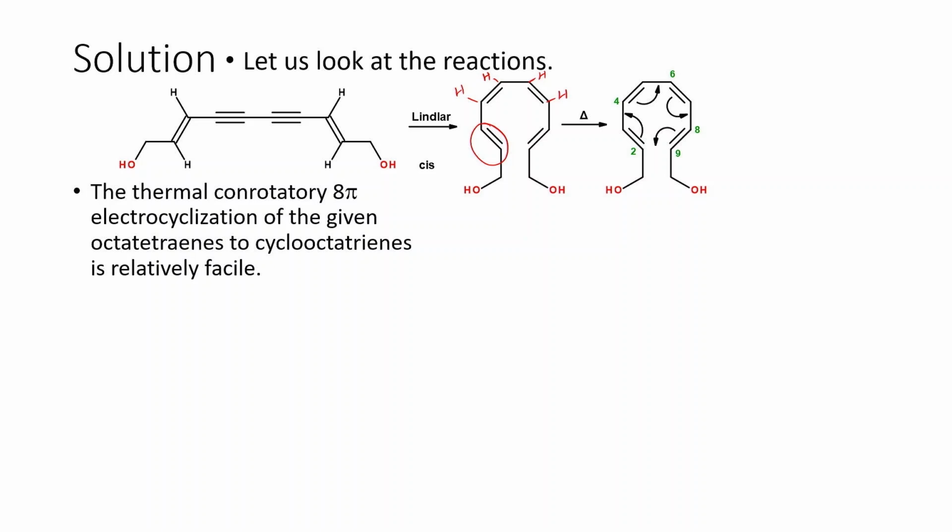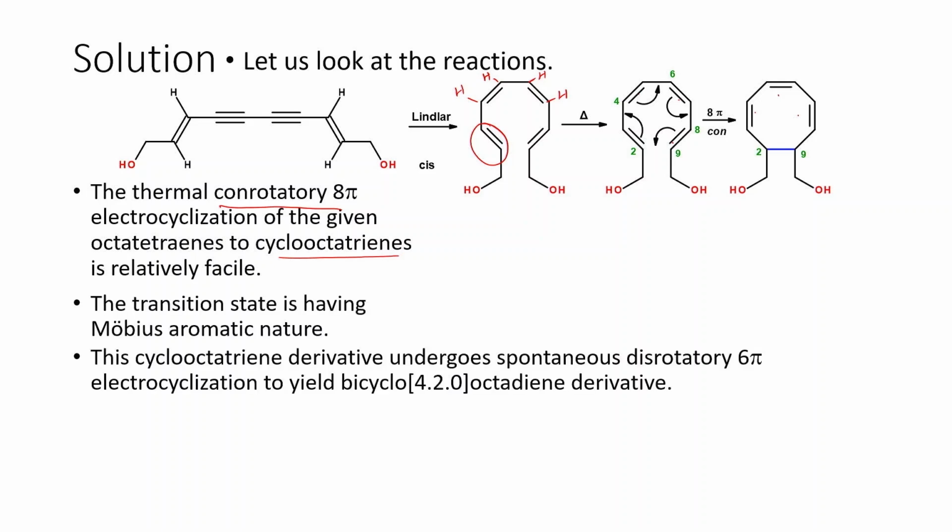Now on heating, what actually happens is this compound undergoes a conrotatory 8 pi electrocyclization reaction. This is a very crucial one, and this is a symmetry allowed reaction, and here the pi bonds are properly positioned for the perfect overlap. When the conrotatory 8 pi electrocyclization occurs, we can see the shift of electrons, because 2, 4, 6, 8 pi electrons are involved in this reaction, and this is a conrotatory closure. So this leads to three double bonds, and this is an 8-membered ring. Cyclooctatriene is formed in this reaction, and this is a very facile transformation, because this reaction involves a transition state which has Mobius aromatic nature.